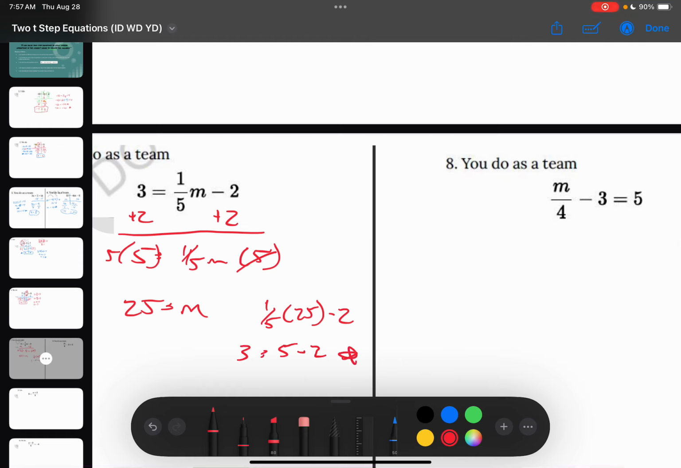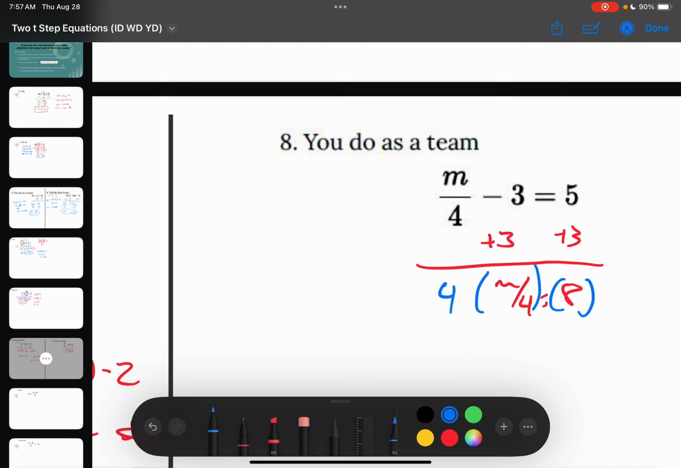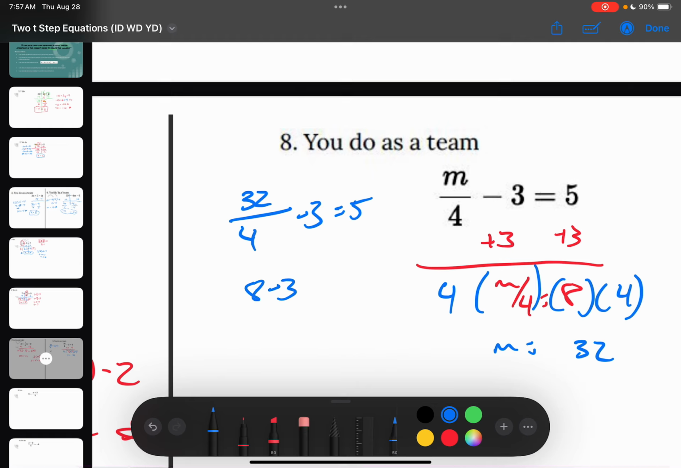So we're good. Over here on this one, we would add 3 to both sides, which leaves me 8 equals m over 4. I'm going to multiply by the denominator of 4. 8 times 4 is 32. m should be 32. And if we go to our check, 32 divided by 4 minus 3 should be 5. 32 divided by 4 is 8. 8 minus 3 should be 5. And 8 minus 3 is 5. We're good. And we're good.